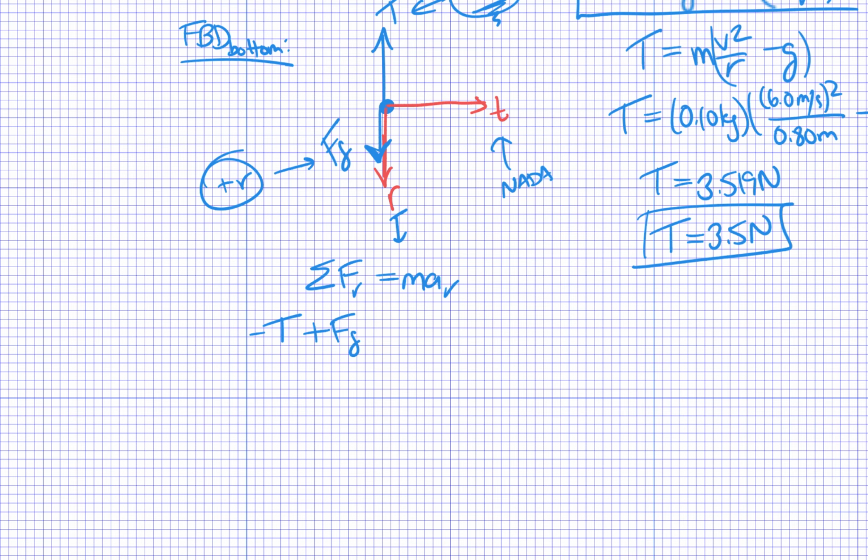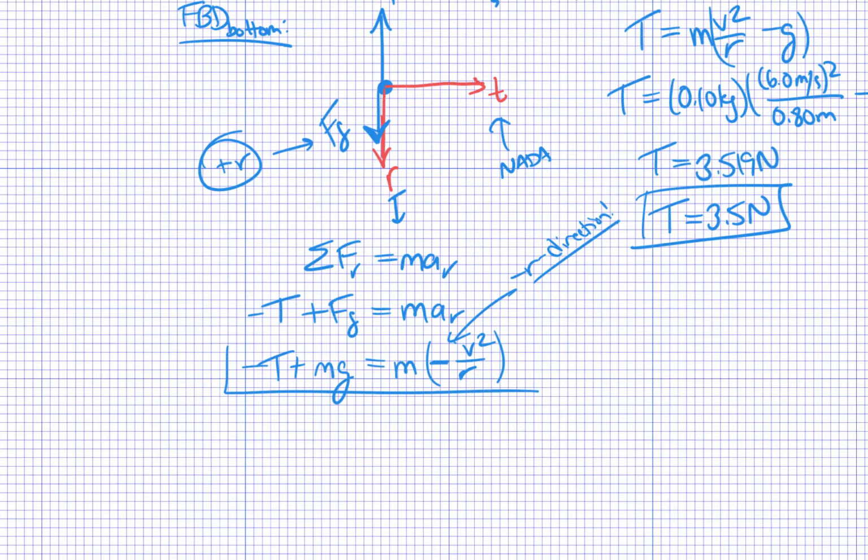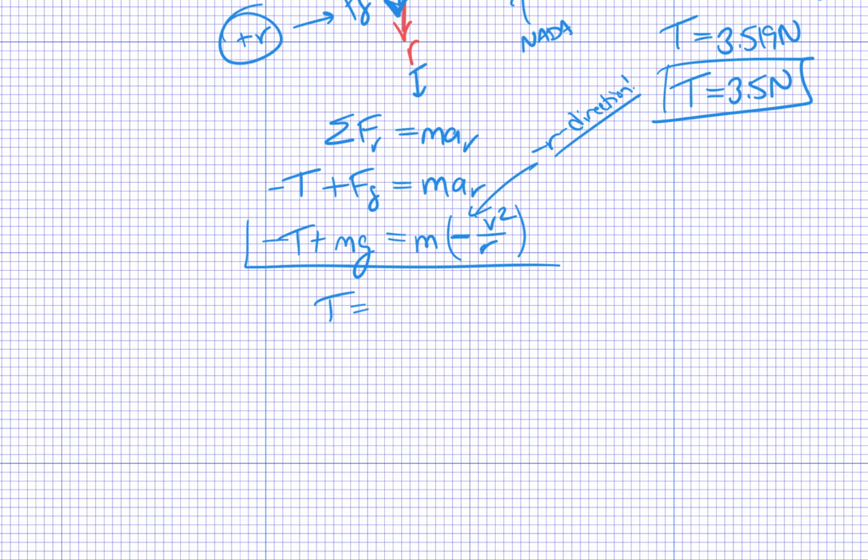Equals, we're going to leave m a sub r all alone. We leave the right-hand side for the first step all alone, and then we'll go negative T plus, we'll expand F sub g into mg equals m, and again, this is the beauty of it. A sub r is always negative. It's either r omega squared or v squared on r, v squared on r for this one, and we'll draw a little squiggle on that. If you can get that, you've got the physics. The rest is just algebra, so we'll say T equals m, v squared on r plus g.